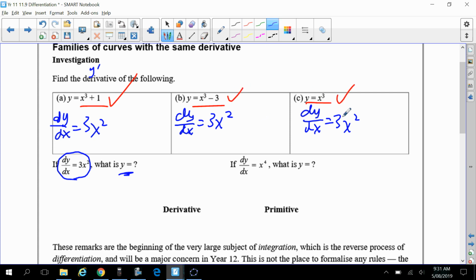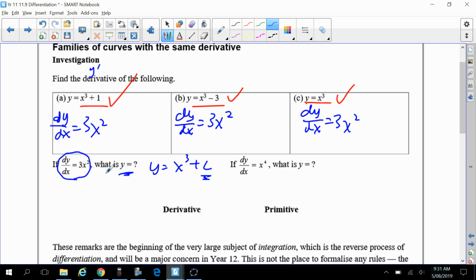And unlimited more, right? I have to write y equals x cubed plus a constant. It's undetermined. We don't know. It could be 1, could be -3, could be 0. Does that make sense? Now, if I differentiate that, where c is a constant, we get that.